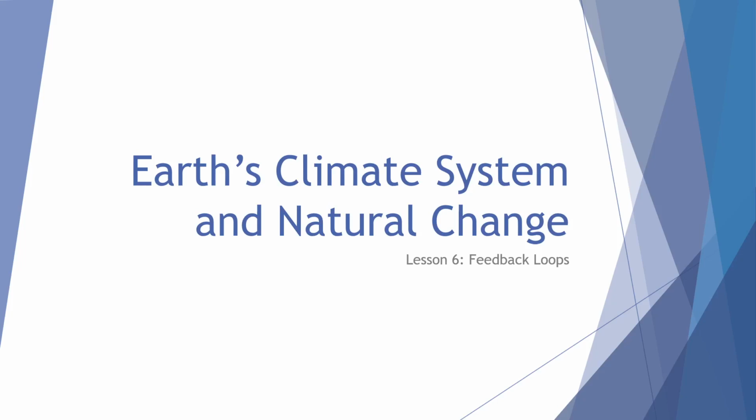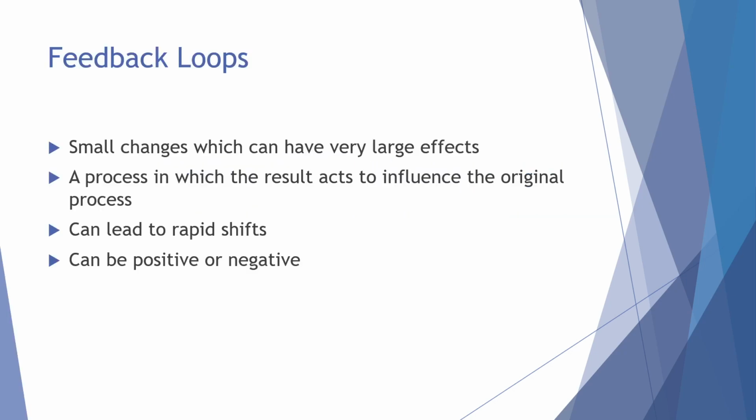The idea of feedback loops was vaguely mentioned in a previous video. A feedback loop is a small change, such as a decrease in snow cover, that can be amplified by a loop and then have a large effect on Earth's climate. So it's a process in which the result acts to influence the original process. Feedback loops make it difficult to predict the effects of change because it can sometimes be magnified.